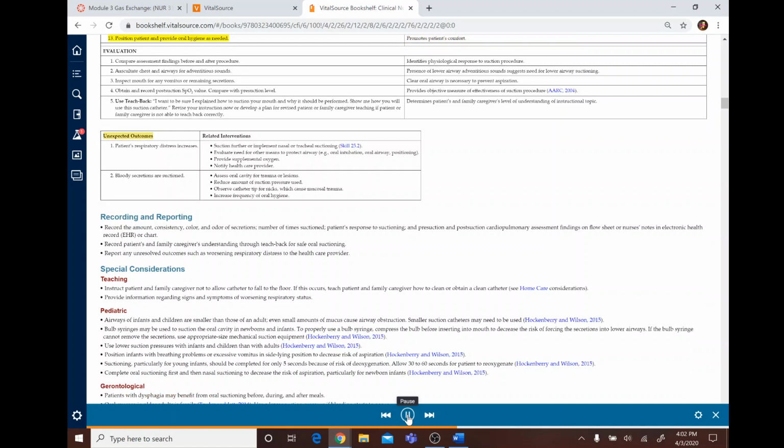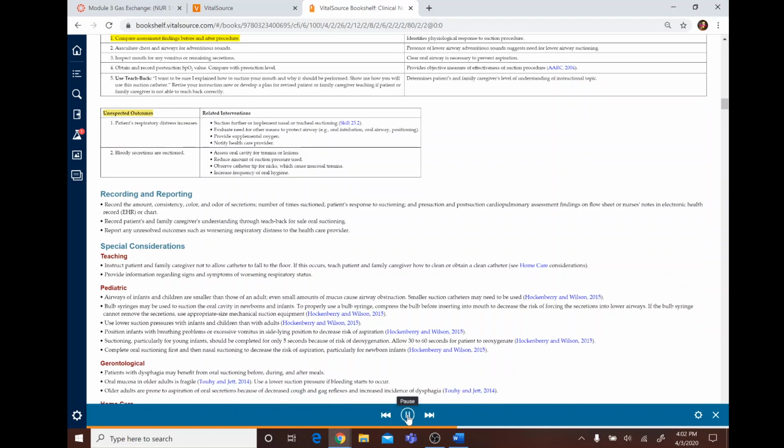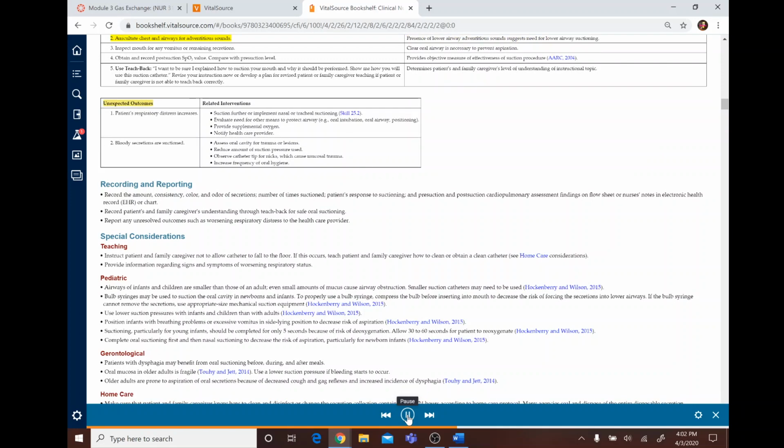13. Position patient and provide oral hygiene as needed. Promotes patient's comfort. Evaluation. 1. Compare assessment findings before and after procedure. Identifies physiological response to suction procedure. 2. Auscultate chest and airways for adventitious sounds. Presence of lower airway adventitious sounds suggests need for lower airway suctioning.